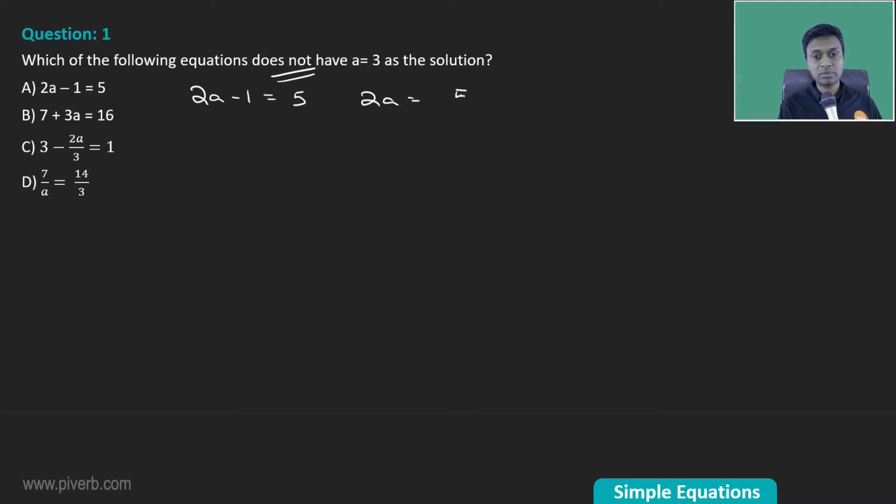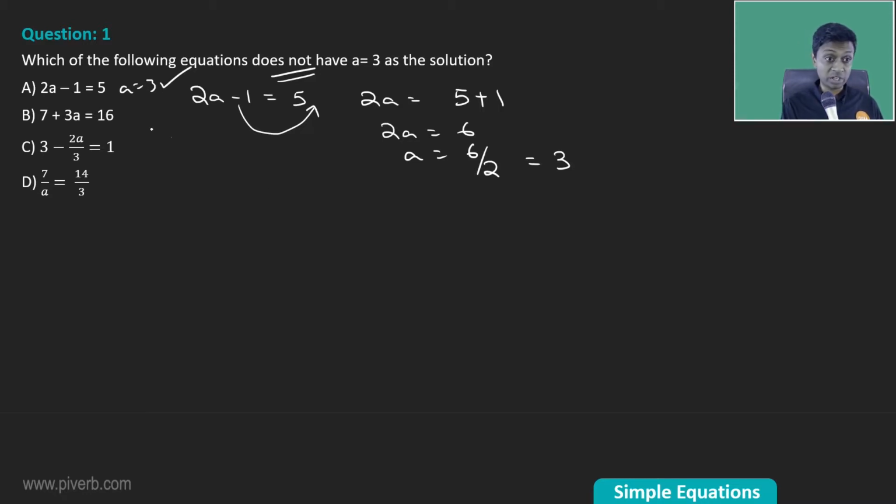2A equals 5 plus 1. Minus 1 goes this side, becomes plus 1. 2A is 6. A is 6 by 2, which is 3. So this one has A equal to 3. A equal to 3 works. So let's complete by this method, then we'll go to the next method.